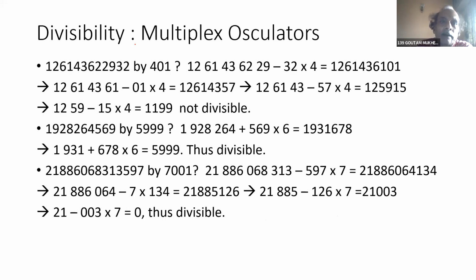So now again, divisibility becomes multiplex oscillator in case of negative. So here in case of 401, same thing is there, that multiplex oscillator of 2 digits becomes -4. So I get the same fashion. Only do group from right, and keep on multiplying the last group by the oscillator, and keep on doing like this, and it is not divisible finally. And this is divisible by this one.